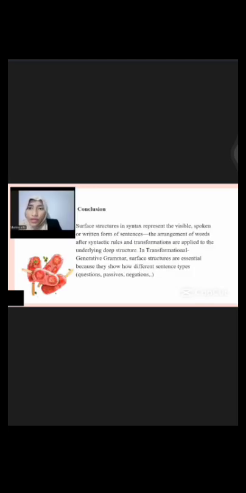So here's the conclusion. Surface structure and syntax represent the visible, spoken or written form of the sentence, the arrangement of words after syntactic rules and transformations are applied to the underlying deep structures. And in transformational generative grammar, surface structures are essential because they show how different sentence types, question, passive, negation, arise. And that's all from my presentation. I'm sorry if there are any mistakes. Thank you so much.